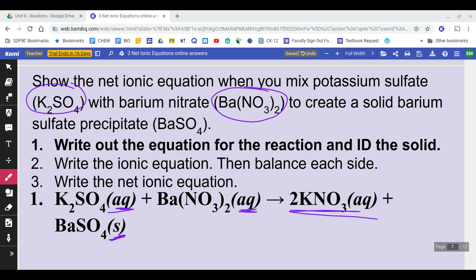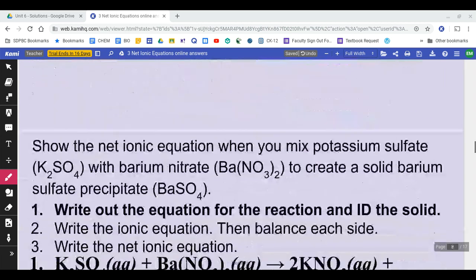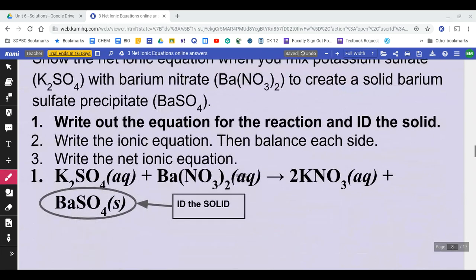So in this very straightforward example here, we have 3 out of the 4 things. You just have to figure out that KNO3 is the other substance made on the product side. We have the solid, that's BaSO4. We are told what the solid precipitate is.